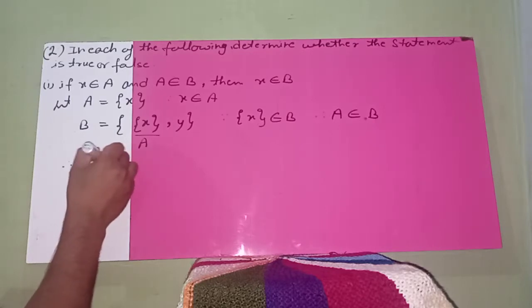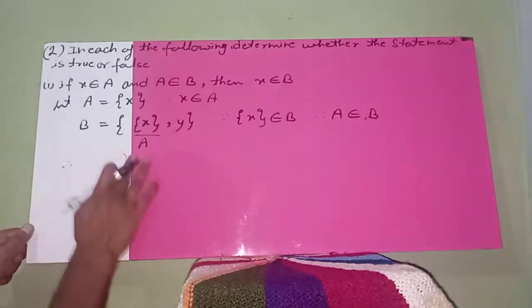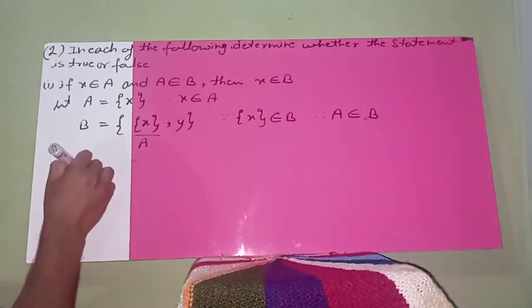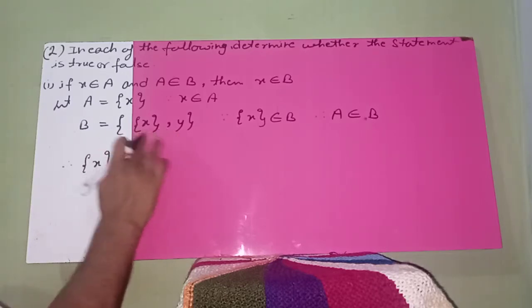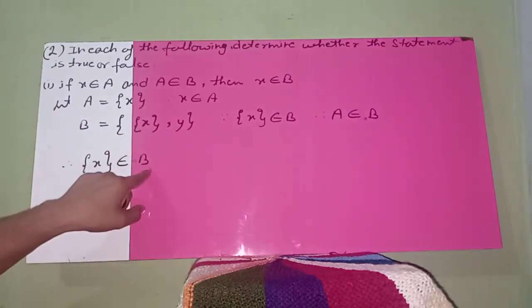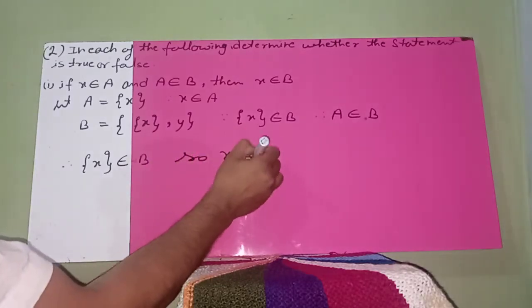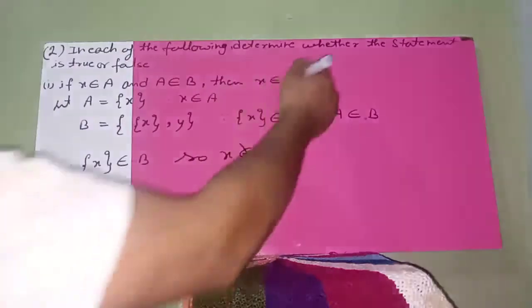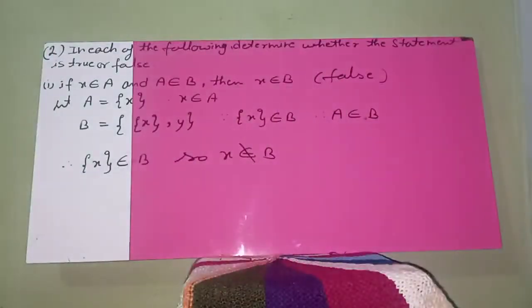So x is not an element of set B, because why? Because set of x is the element of B. Look at, set of x is the element of B, so we can say that x is not an element of set B. So it means that statement is not true, it means that statement is false, and its example is this. Okay, now pause the video and note down.